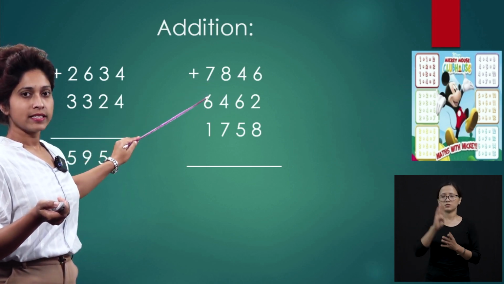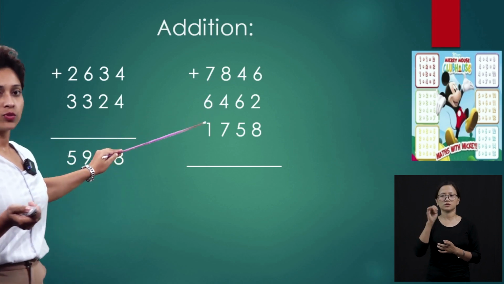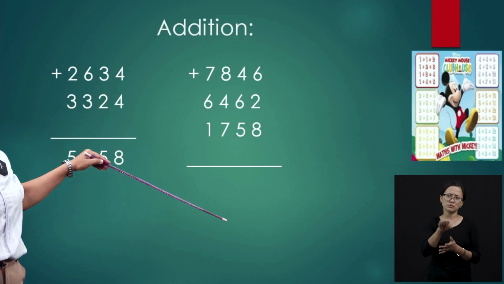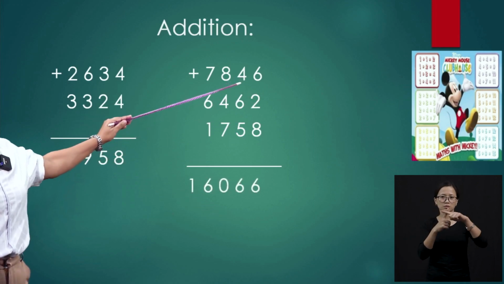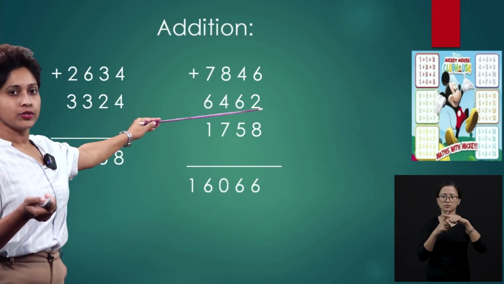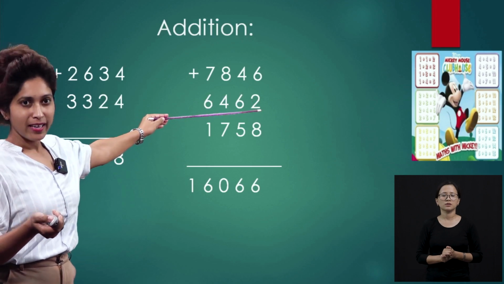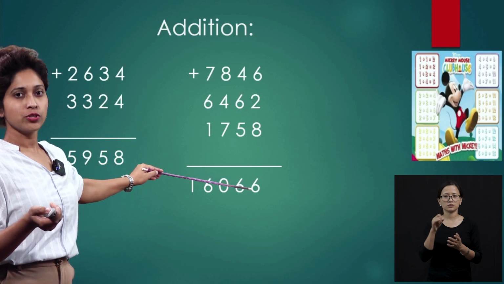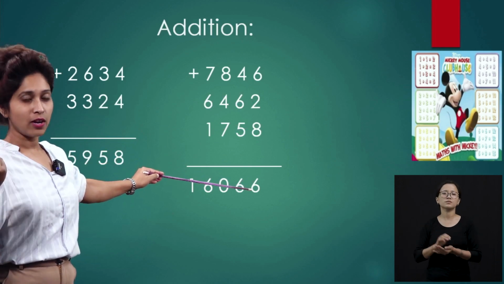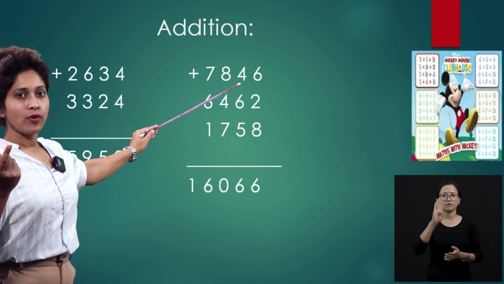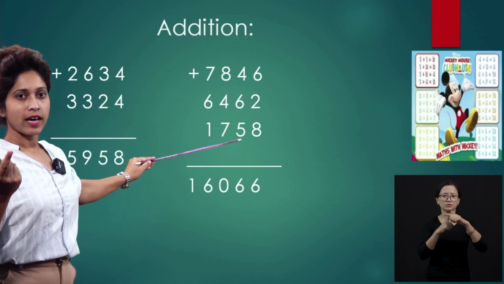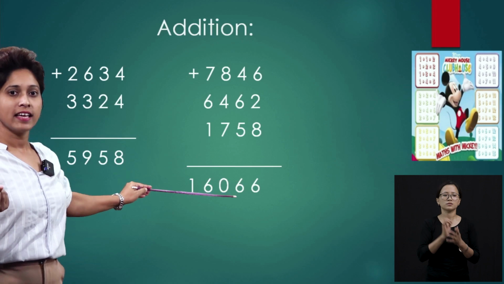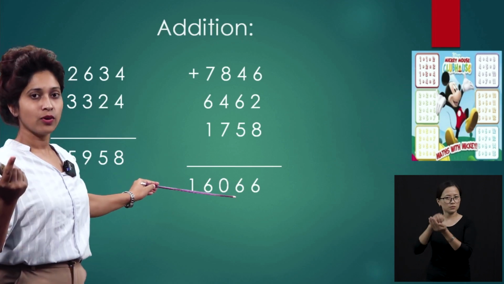Then next you have 7,846 plus 6,462 plus 1,758. So let's see what you will get, children. 6 plus 2, how much will it be? 8, right? Then plus 8, how much will it be? 16. So 16, you need to put 6 here, and take a carry of 1 along with you. Then 4 plus 6, 10. 10 plus 5, 15. You have a carry along with you, that is 16. Then again you put 6 here, and you carry 1.